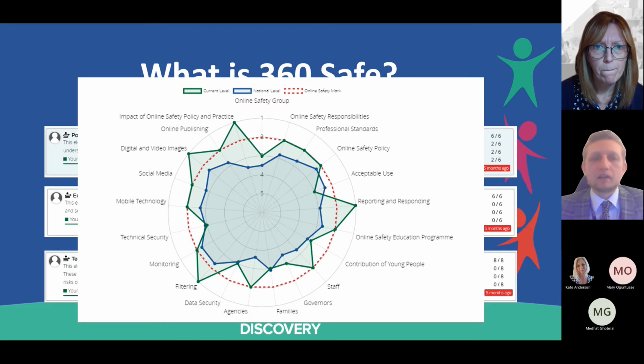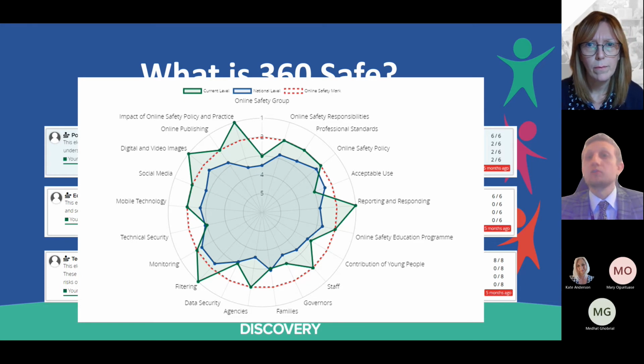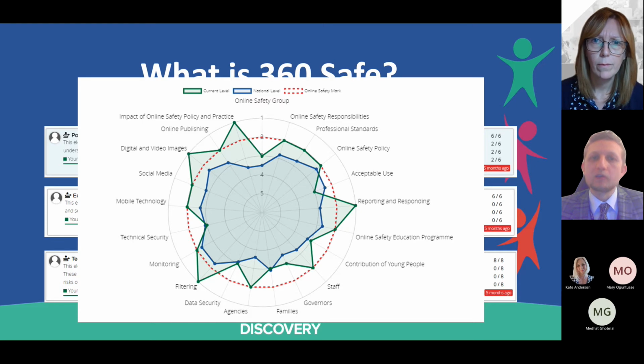When I join an assessors group, and we look at the data across all national schools, the ones that come up a lot are the online safety group. We don't do enough with that group of people. Contribution of young people, again, not doing enough pupil voice. Mobile technology is going up. As we are becoming more mobile with our technology, certainly over the last 10 years with tablets, how are we making sure they're safe, and bring your own device and how that's being implemented more.